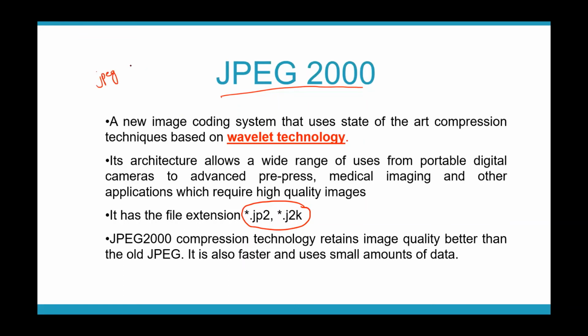So we know that normal JPEG uses lossy compression, right? Some amount of information gets lost. But JPEG 2000 was a compression technique which was supposed to be lossless and which was brought about to replace our earlier JPEG standard. Okay, so it is based on a technology called wavelet technology, wherein your information will not be lost because of the lossy compression.